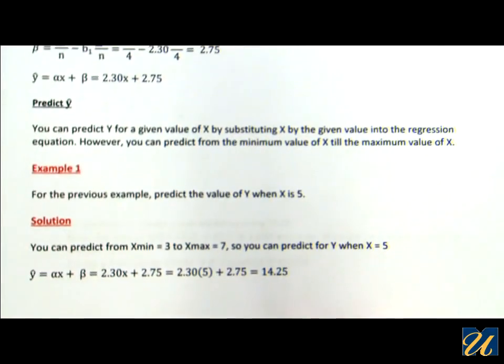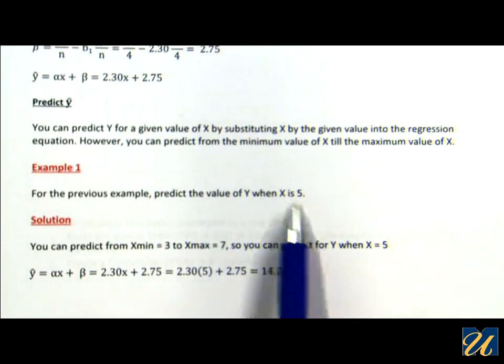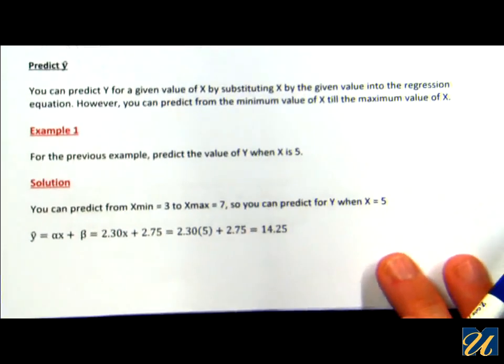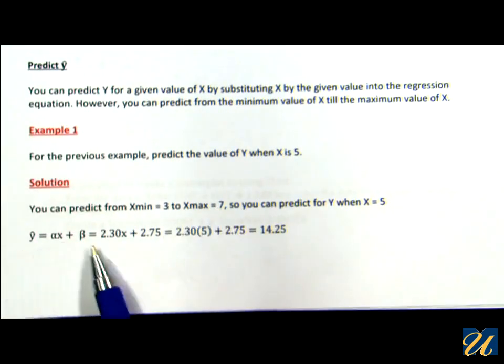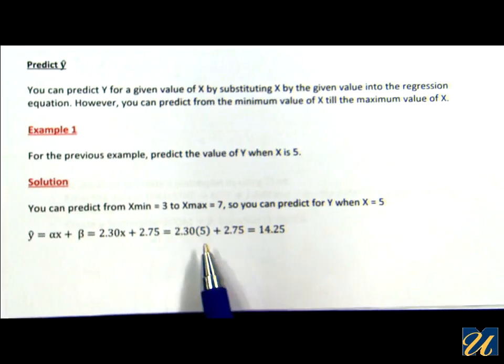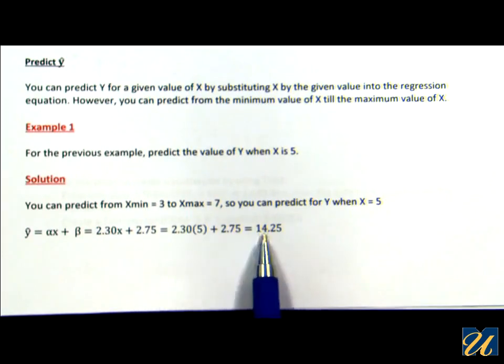Now, an example here. I want you to predict y when x is equal to 5. As we mentioned before, x minimum is 3, x maximum is 7, 5 is within the range. All you have to do is go back to your equation, plug in 5 for x, do your calculations, and you find that when x is equal to 5, y will be equal to 14.25.